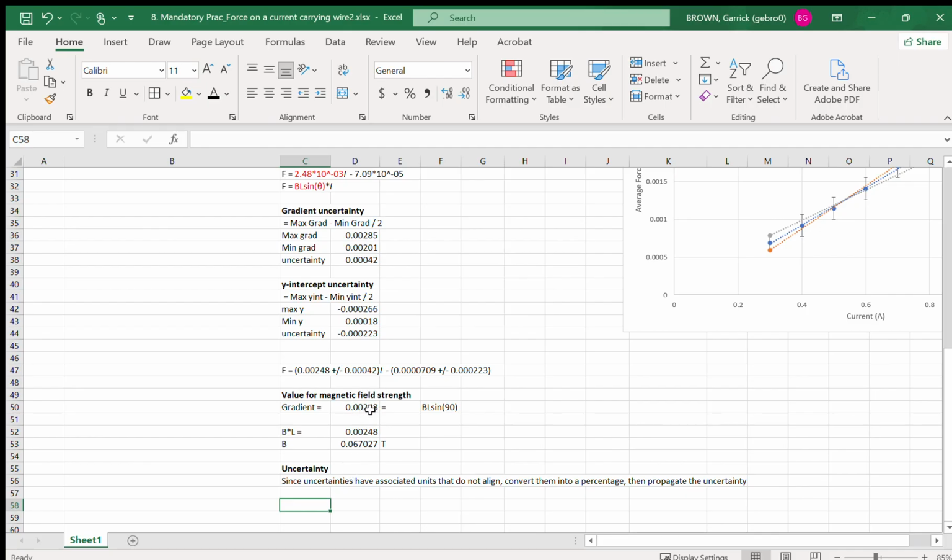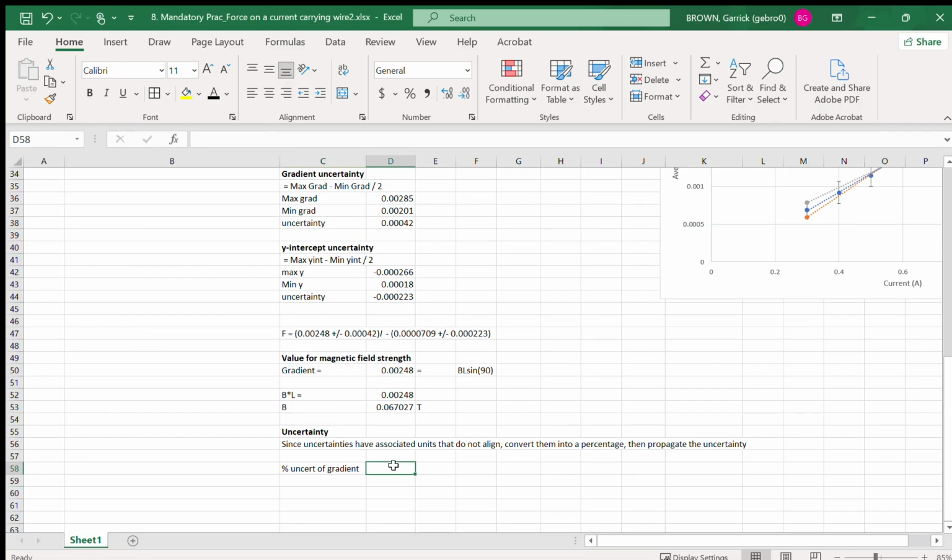And that is, how big is this uncertainty when we compare it to our gradient value? Okay, so we might say percentage uncertainty of gradient is going to be equal to our uncertainty value, so 0.00042 divided by our gradient value, 0.00248, multiplied by 100. Okay, so 16 or 17% uncertainty.